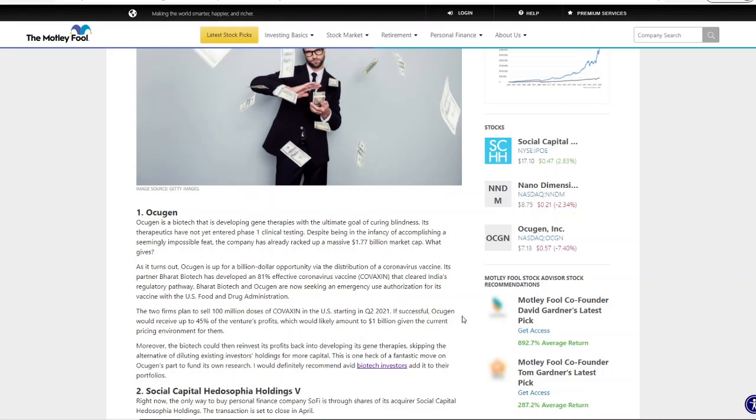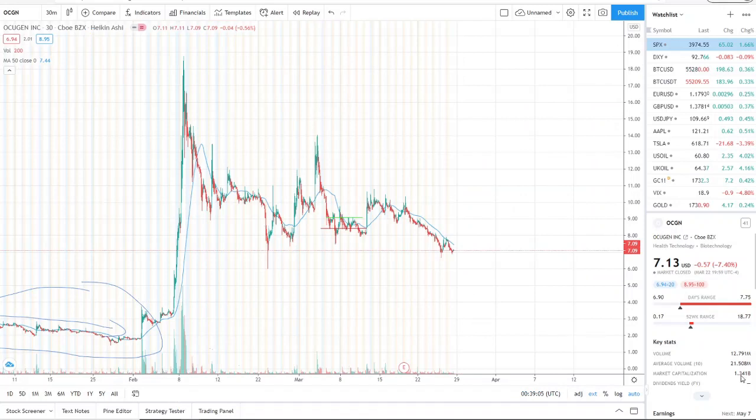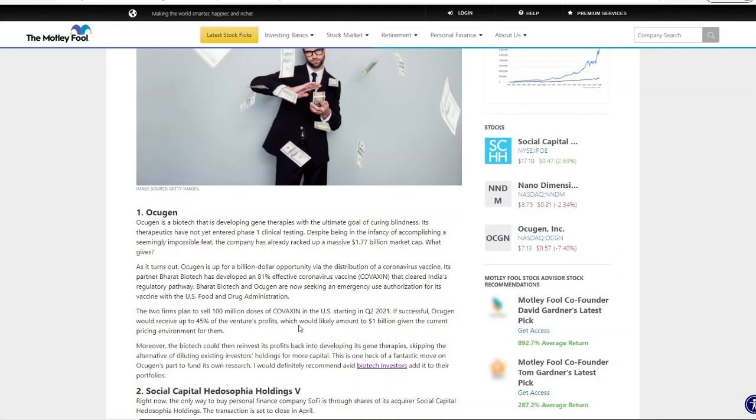$1 billion added to the market cap, I think this could possibly double or triple, because it's right now sitting at $1.3 billion. The reason why it could triple is because investor sentiment starts to run this one up higher, plus the $1 billion of profits going straight into the market cap or the earnings, you know, in the next several months. Hey, that's a big deal. And they're being pretty aggressive. 100 million doses of Covaxin in the U.S. starting Q2. It's going to be a big deal.